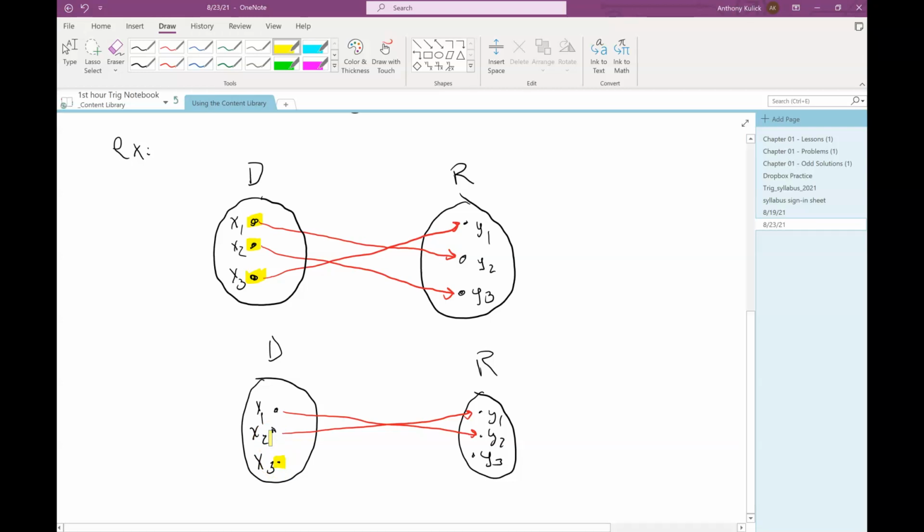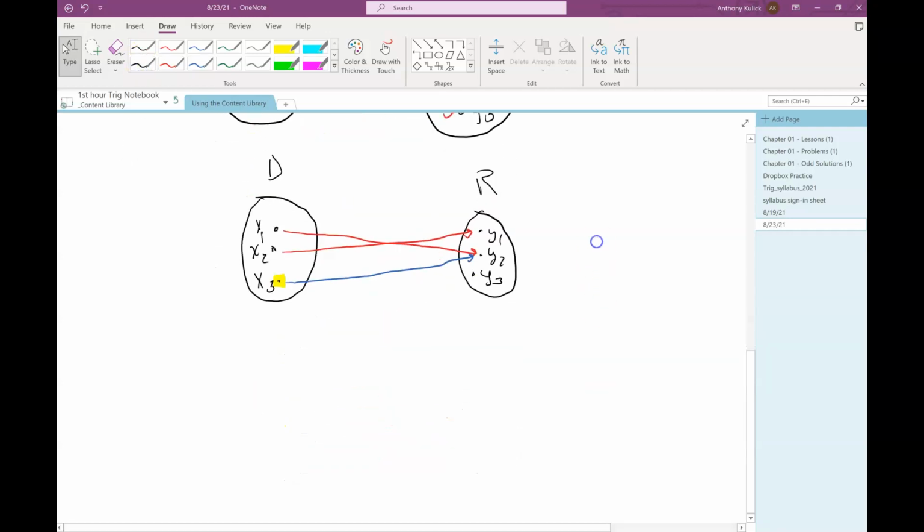Now, what if we added in this? Is this a function now? Yes. Does it matter that one of the y's is being used twice? No. Does it matter that one of the y's isn't being used at all? No. Because with a function, all that we really care about is the x's. Everybody's cool? Okay. Let's look at one more example and then we'll move forward.